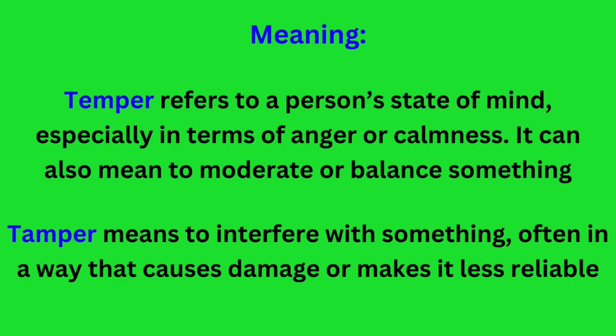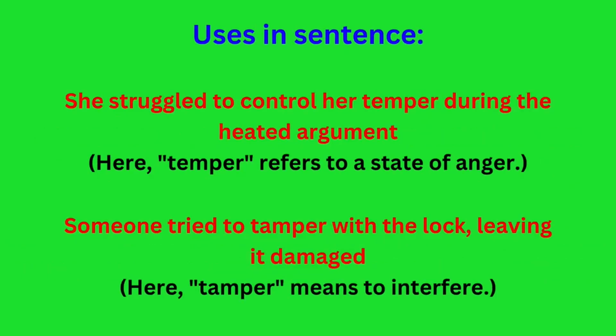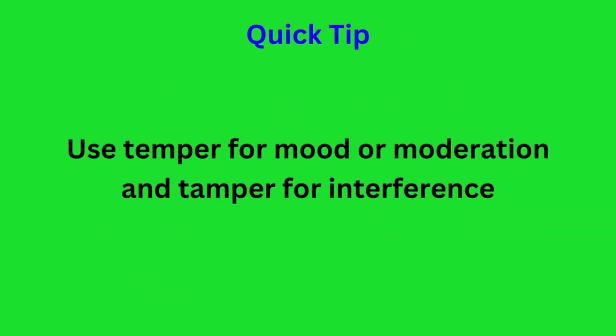Meaning. Temper refers to a person's state of mind, especially in terms of anger or calmness. It can also mean to moderate or balance something. Tamper means to interfere with something, often in a way that causes damage or makes it less reliable. In a sentence. She struggled to control her temper during the heated argument. Here, temper refers to a state of anger. Someone tried to tamper with the lock, leaving it damaged. Here, tamper means to interfere. Quick tip. Use temper for mood or moderation, and tamper for interference.